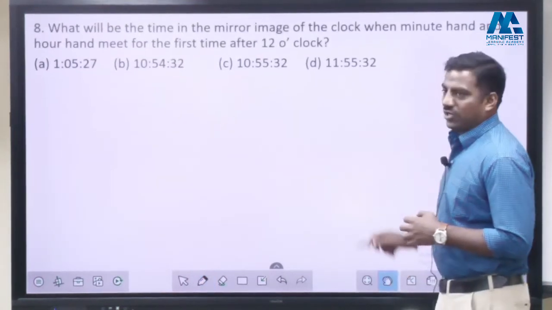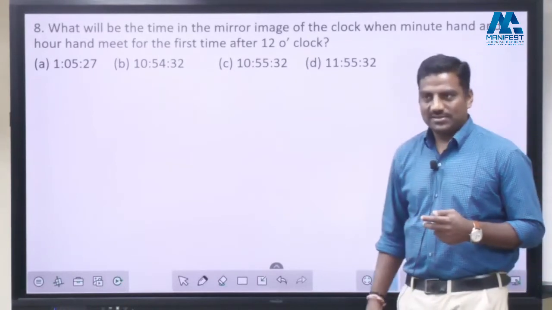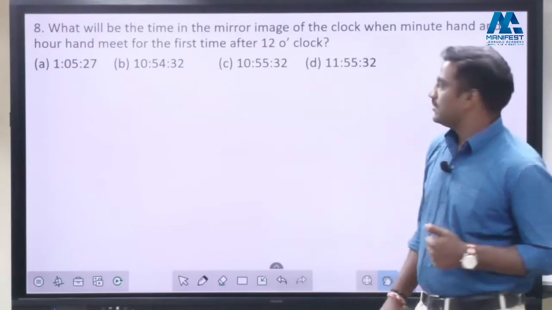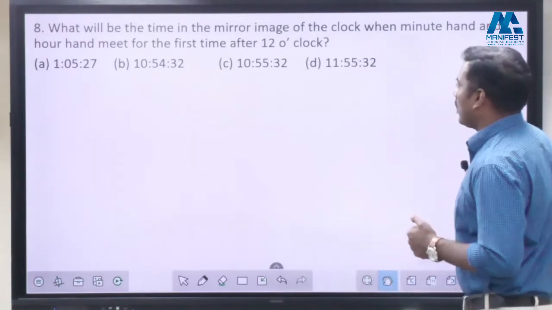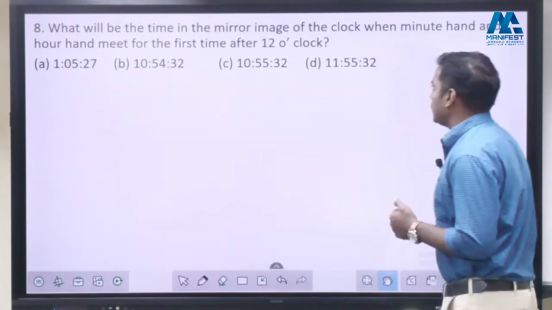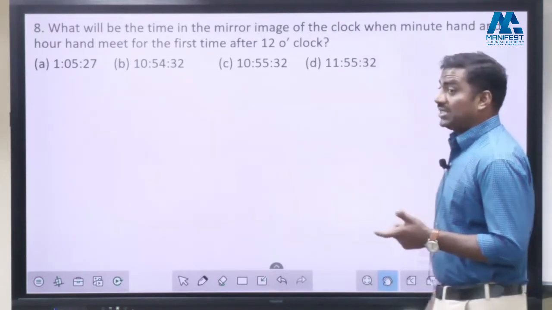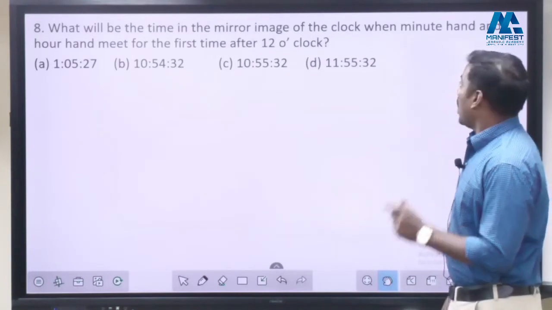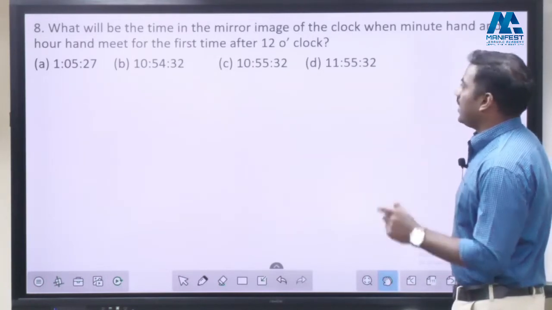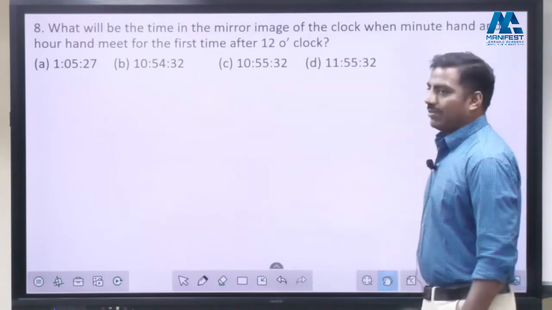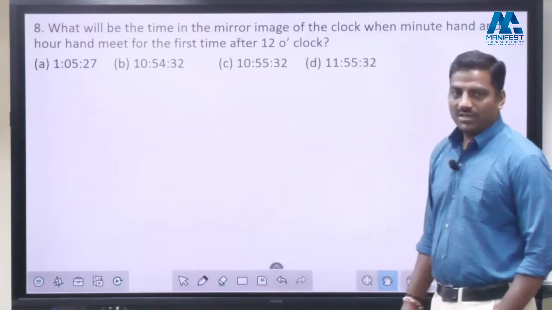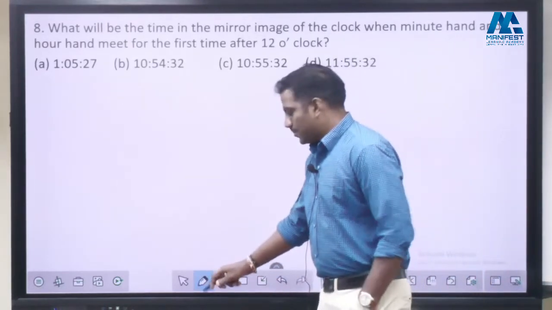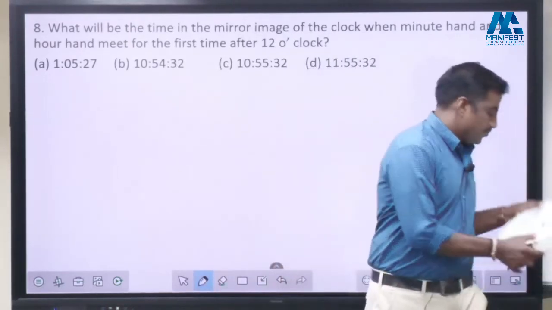This is a beautiful question, okay? This is asking two things. One is mirror angle, mirror image, and second thing, the coincidence. What will be the time in the mirror image of the clock when minute hand and hour hand meet for the first time after 12 o'clock? Where do they meet? Okay, I'll show you here only.